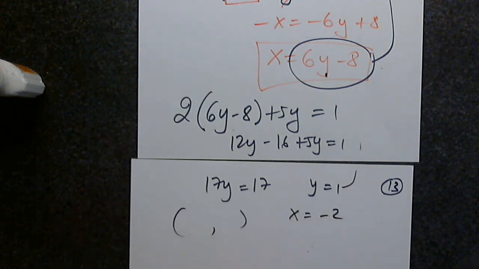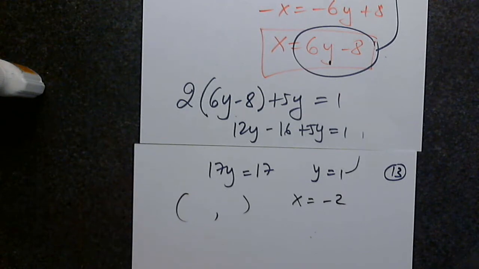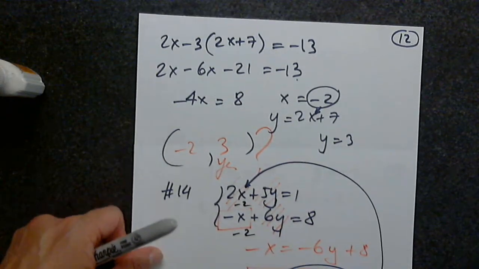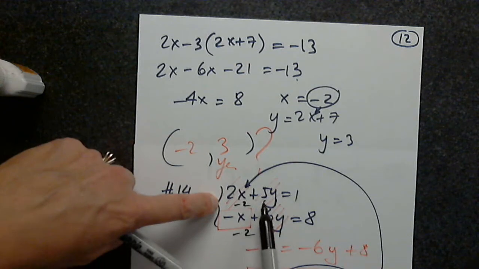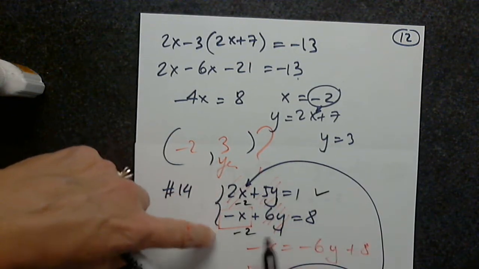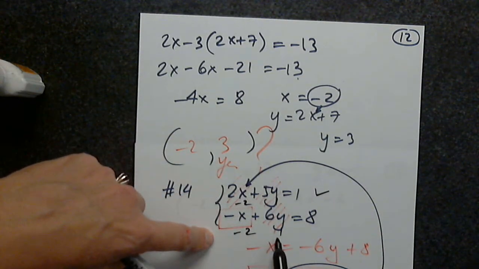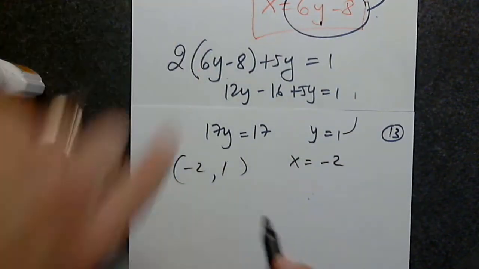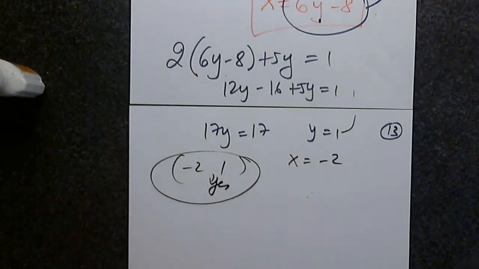negative 2. So the solution appears to be negative 2, 1, but I don't know for sure, so I have to go back and plug it in. Negative 4 plus 5 is 1, yes. Positive 2, positive 6, 8, yes. I don't need any help. I know this is the solution, and there is no other. Any questions on substitution?